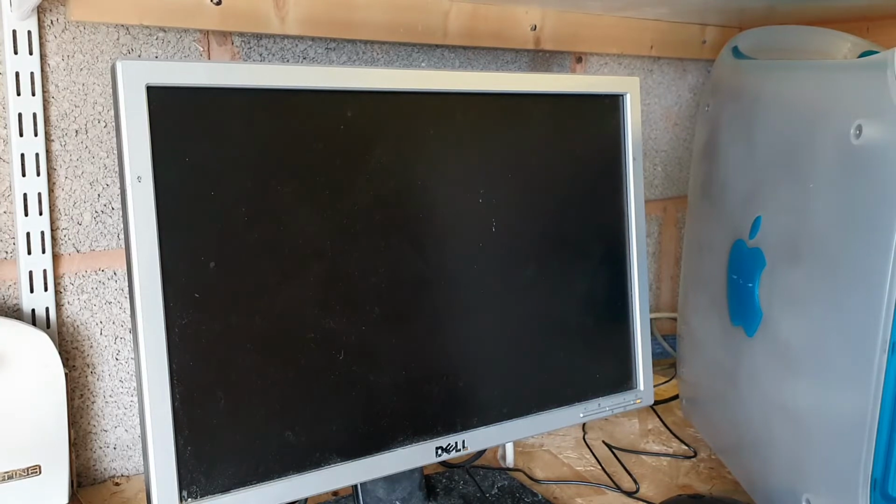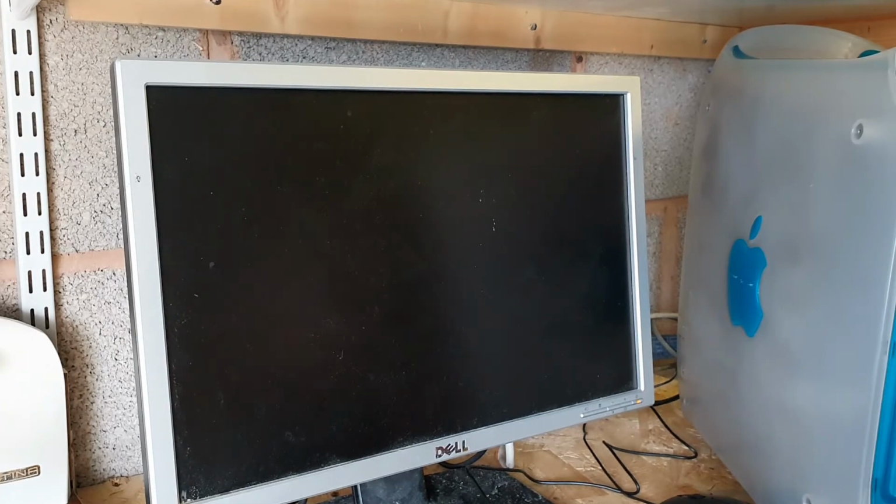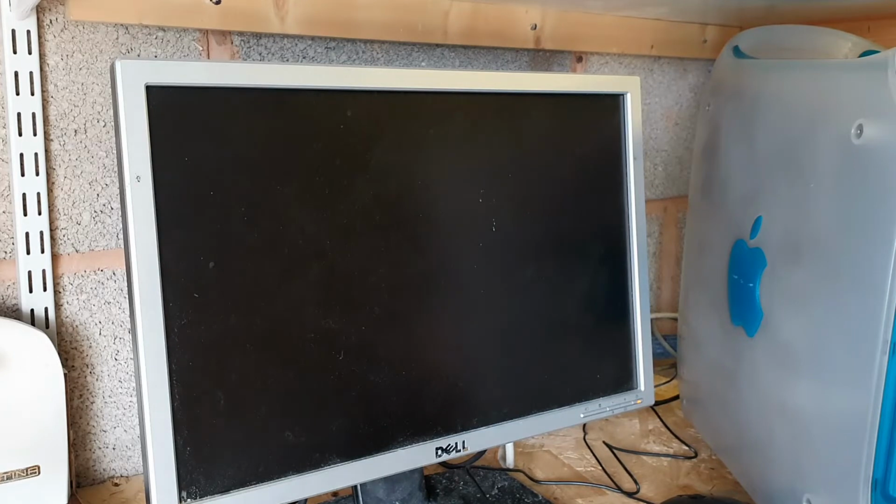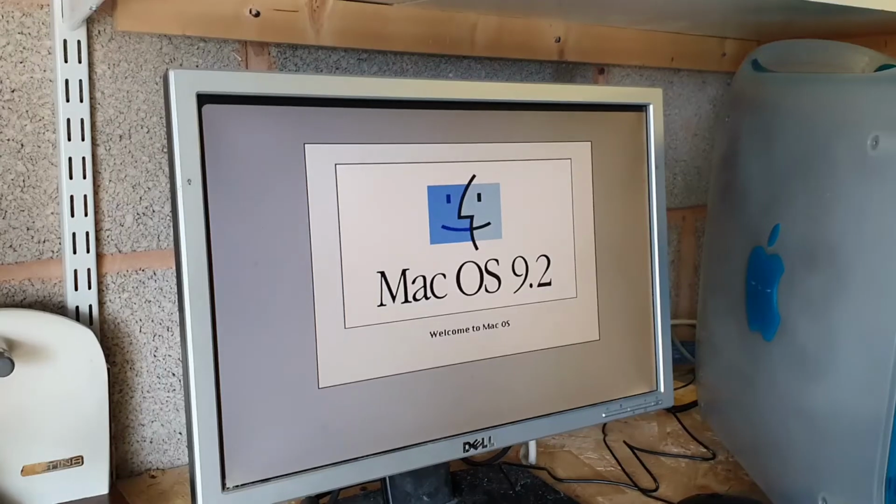Okay. Check everything is still in place. And still nothing, unfortunately. Okay, give me a few minutes and let's see if we can get this working again.